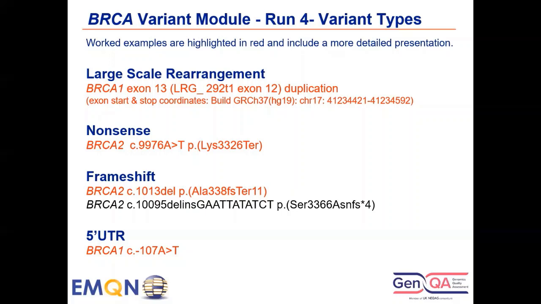The next one is a nonsense variant in BRCA2 at c.9976A>T, p.Lys3326Ter. The next two are in BRCA2, and they are frameshift variants at c.1013del, p.Ala338fs Ter 11. The next one, also in BRCA2, is c.10095delinsGAATTAT, p.Ser3366Asnfs Ter 4. The next one is a 5' UTR variant in BRCA1 at c.-107A>T.